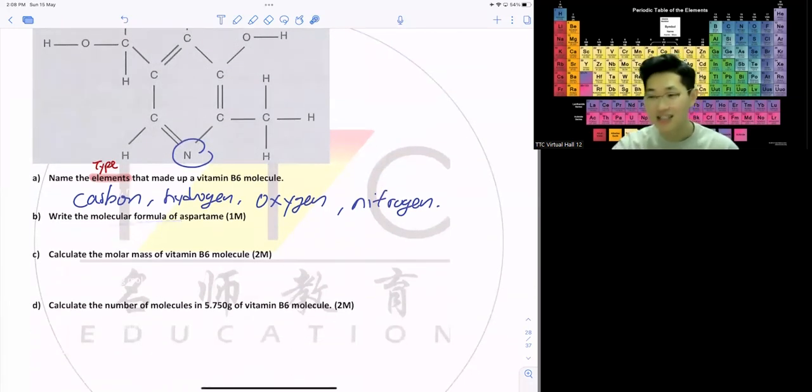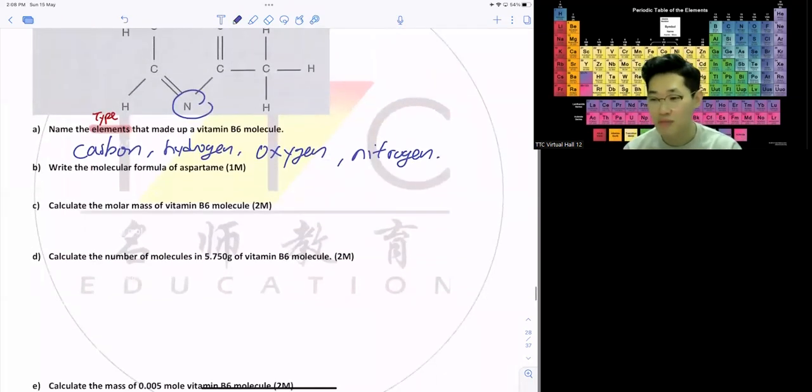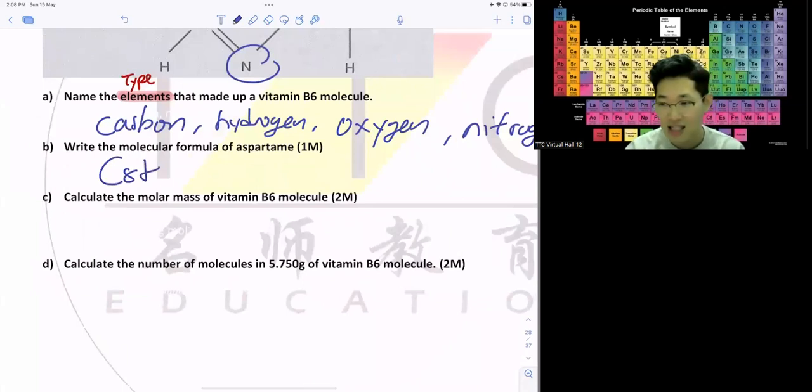Molecular formula. Just count. Don't care about the line. You don't care whether it's one line or double line. It doesn't matter at all. You will learn this in your chapter 5 later, like why is it one line, two lines. But now it's not important. Just count the alphabet. It will be C8, H11, and O3.